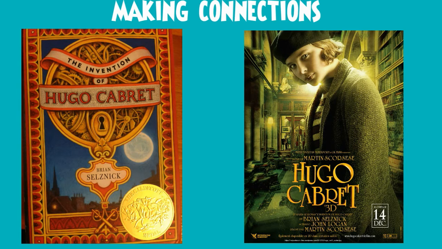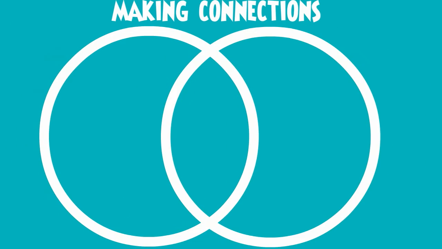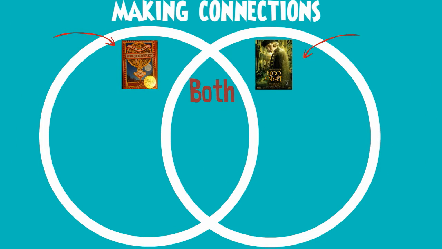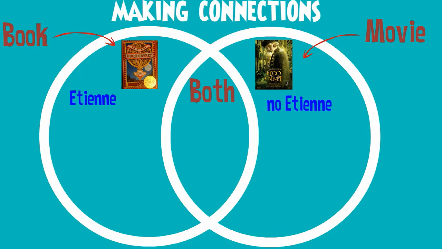I'm going to use a Venn diagram to compare and contrast the book and the movie because it helps me visualize the similarities and differences. Let's start off with a big difference. In the book, there's a character named Etienne who became friends with Hugo and Isabelle. Etienne wasn't even in the movie, so there's one really big difference.